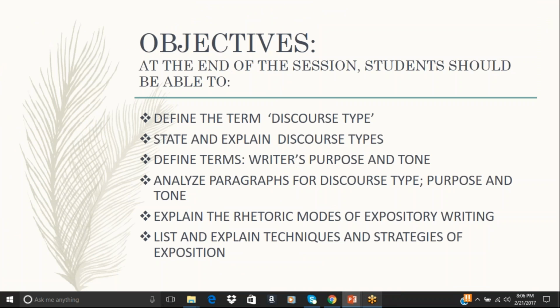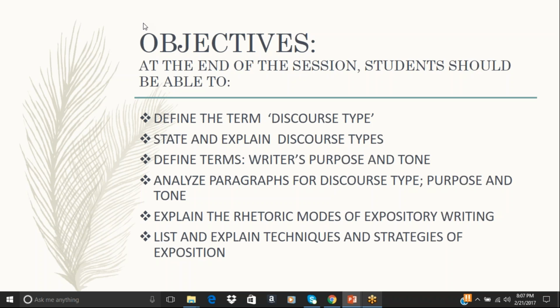So our objectives for today: we want to be able to define the term discourse type, state and explain discourse types, define the terms writer's purpose and tone, analyze some paragraphs to be able to identify specific discourse types, explain the rhetoric modes of expository writing, and list and explain techniques and strategies of exposition.